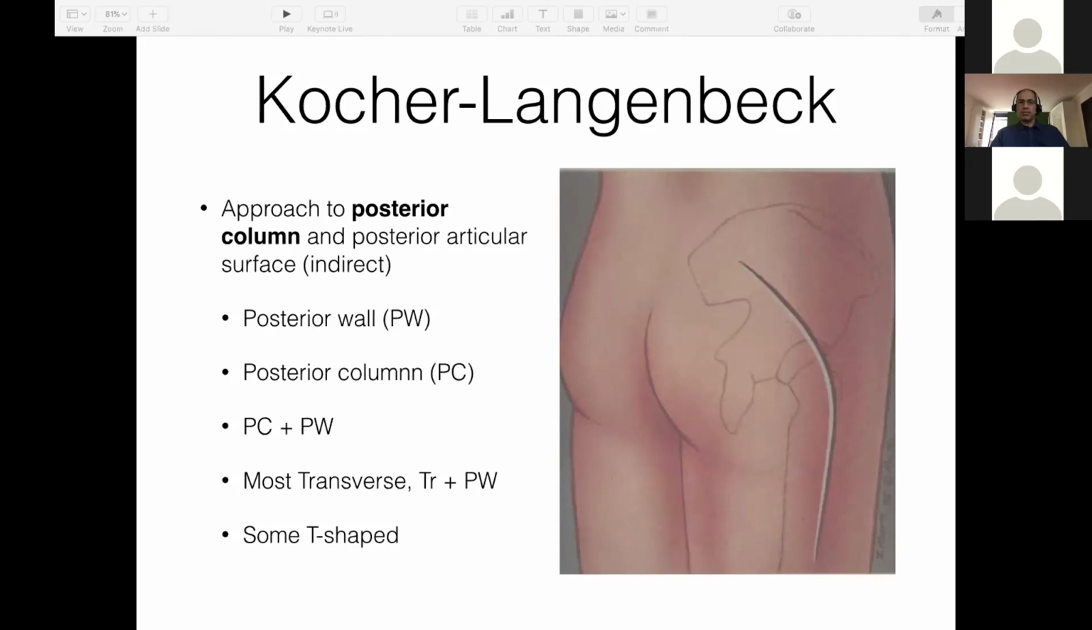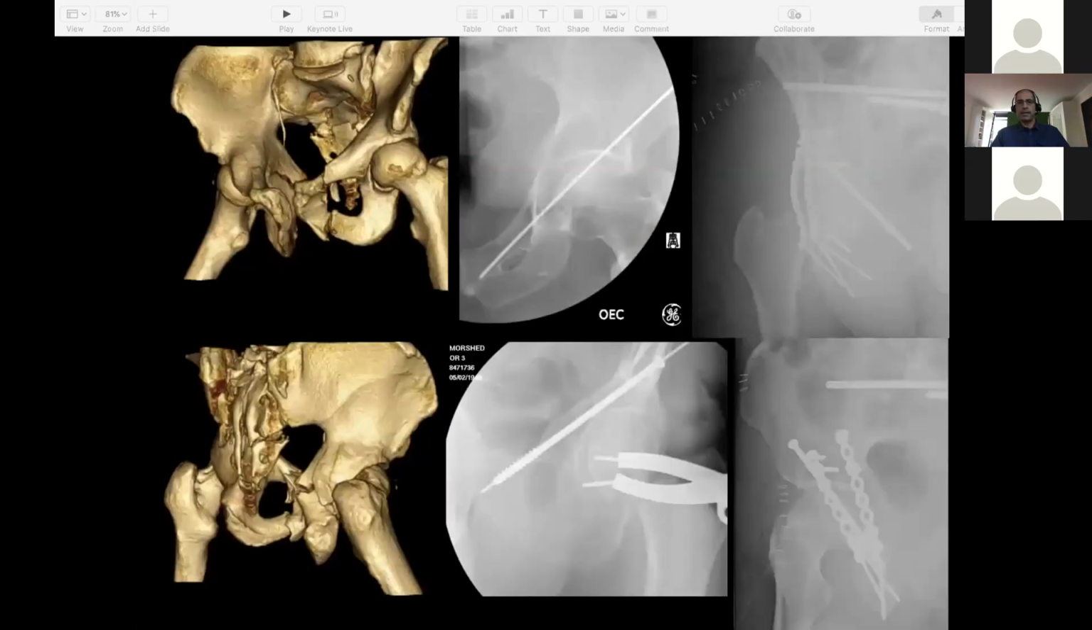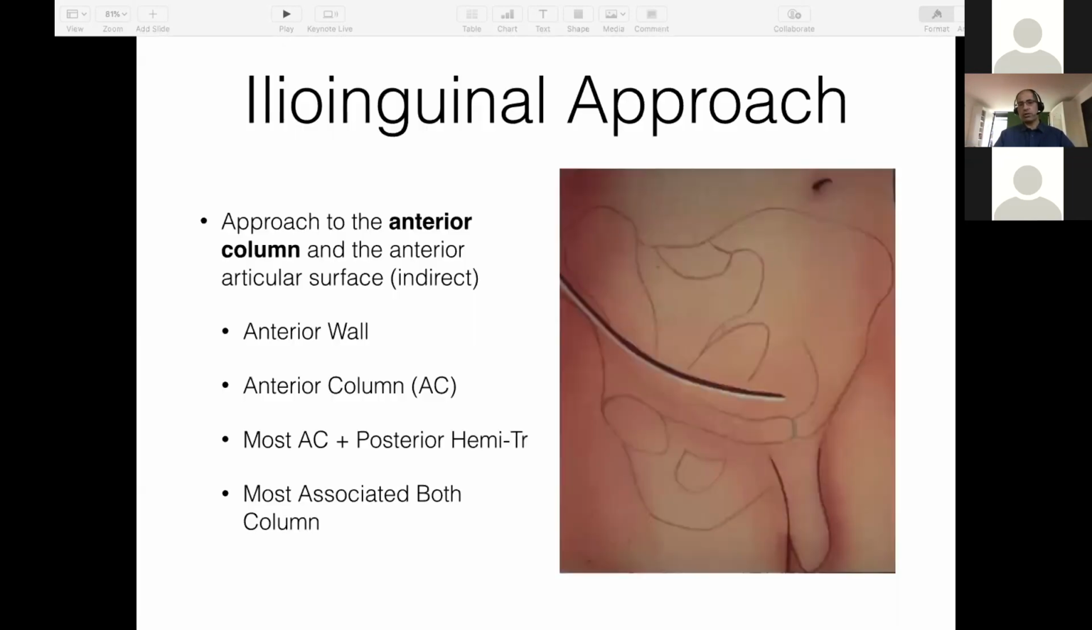Generally, we think about the Kocher-Langenbeck, or the posterior approach, as an excellent means of seeing the posterior wall and posterior column. Okay, so this is a transverse fracture that involves both the anterior and posterior columns, as well as a posterior wall fracture. And you can see here that this was all done through a posterior approach.